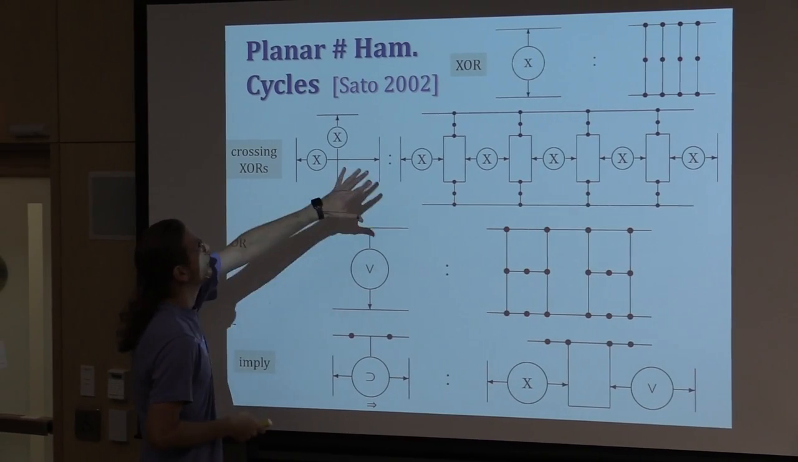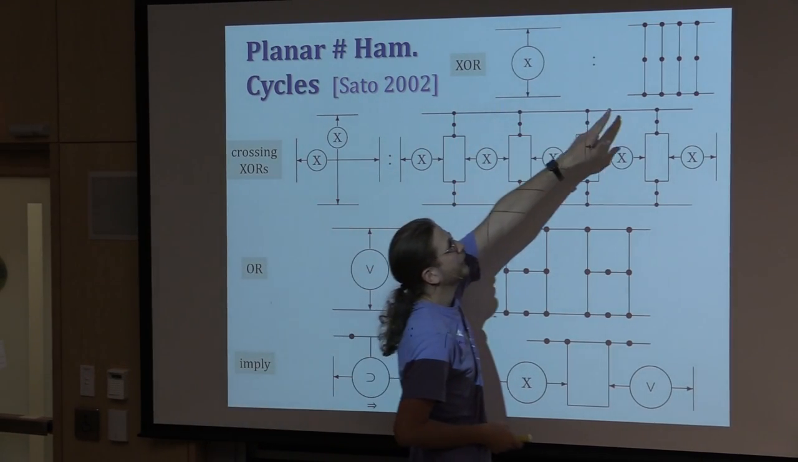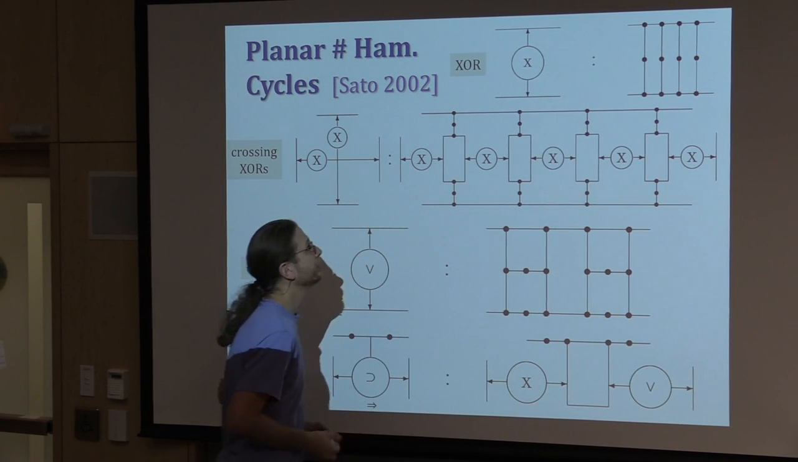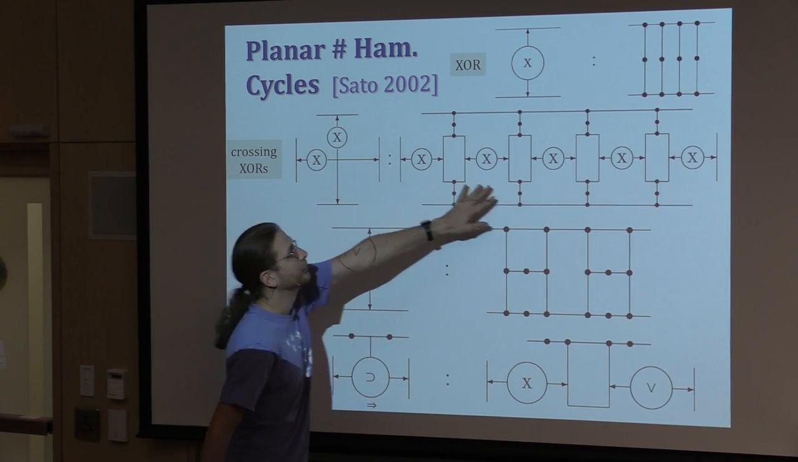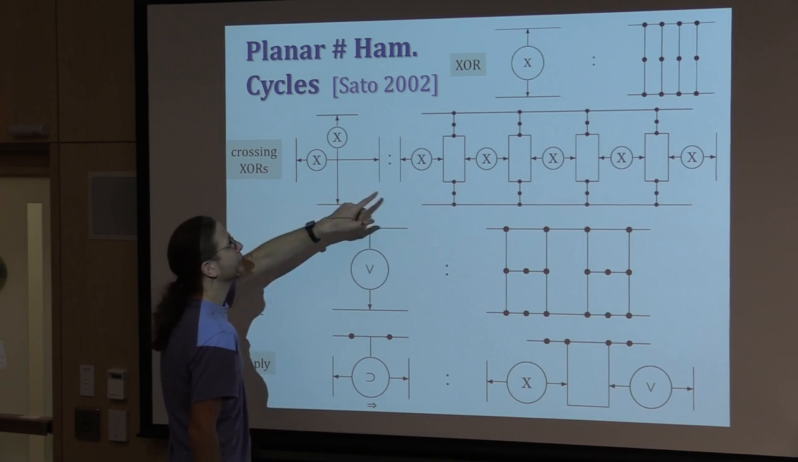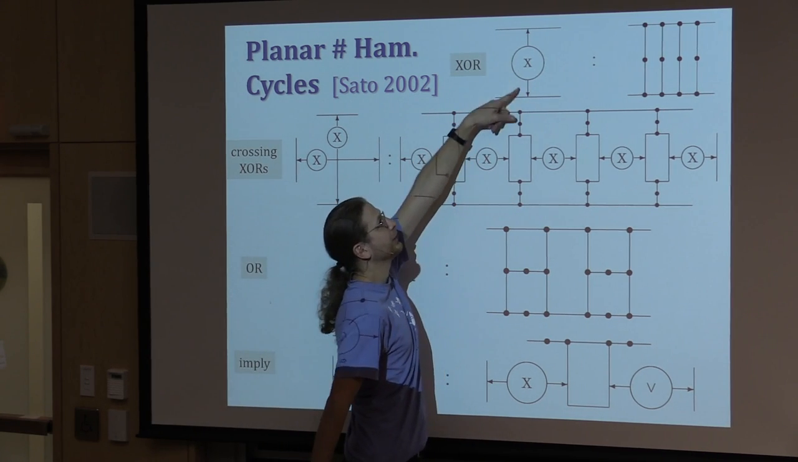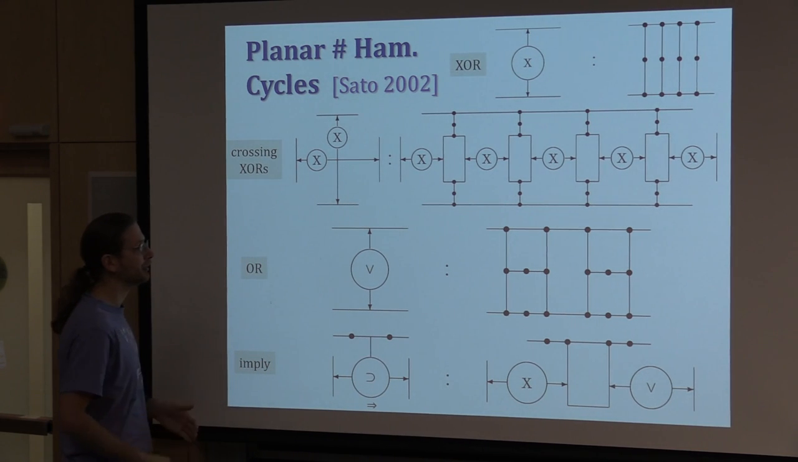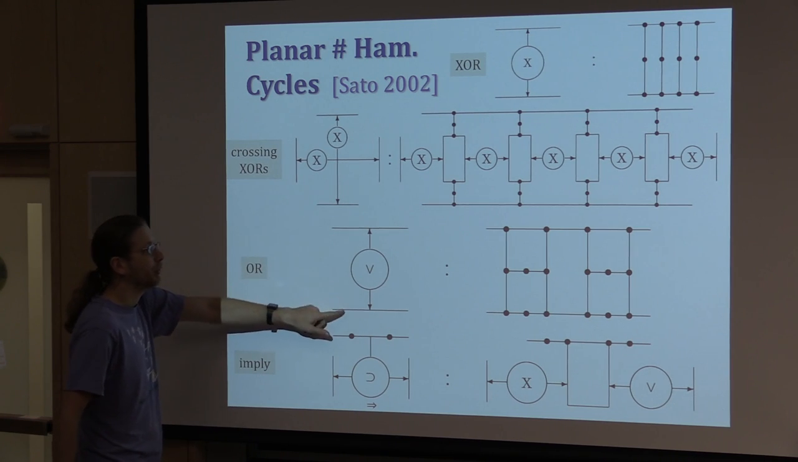And so here you see redrawn the XOR gadget. Here it's going to be for undirected graphs. Same structure works. And this is to do the crossover using XOR. So he's denoting XORs with this big X connected to two things. Okay. Now, given that, we can build an OR gadget, which says that either we use this edge or we use this edge or both.